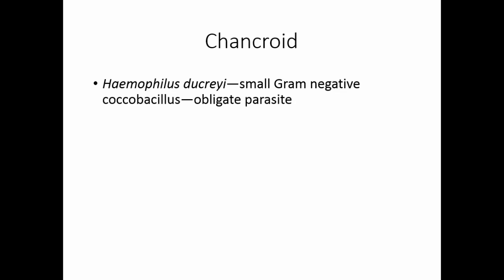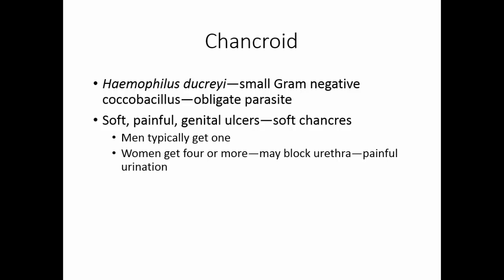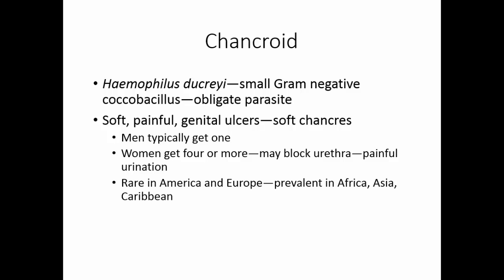Chancroid is caused by Haemophilus ducreyi. This is a small gram-negative coccobacillus that is also an obligate parasite. Here there is a soft, painful genital ulcer. This is called a soft chancre. Men typically get one sore, women get 4 or more. Because women get so many, this may block the urethra and lead to painful urination. This disease is fairly rare in America and Europe, but it's more prevalent in Africa, Asia, and the Caribbean. This can be a little souvenir you bring home from your vacation. Buboes may also occur with this particular disease. The organism responds well to antibiotics.